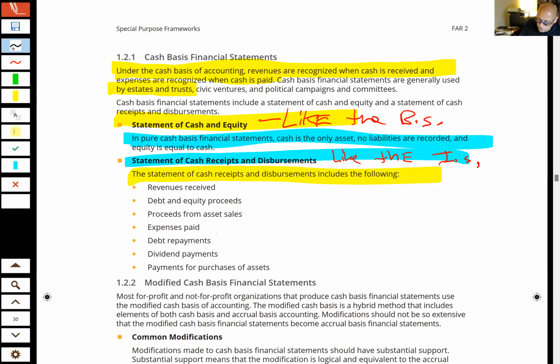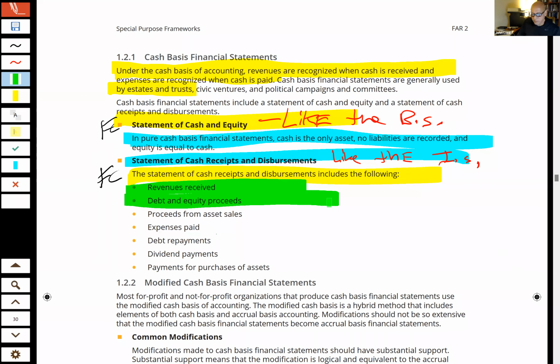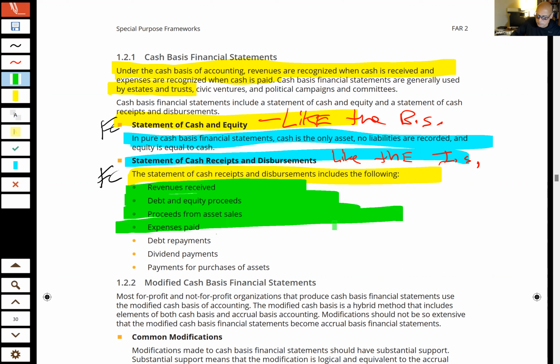Why don't you go ahead and flashcard the names? Statement of cash equity, that's like the balance sheet. And the thing that's like the income statement is the statement of cash receipts and disbursements. Let's see what some of the rules are there. You take revenue when it's received. You will treat debt and equity proceeds as on the income statement, because we don't carry debt, we show the cash coming in as though it were revenue. Proceeds from the sale of assets, expenses paid.